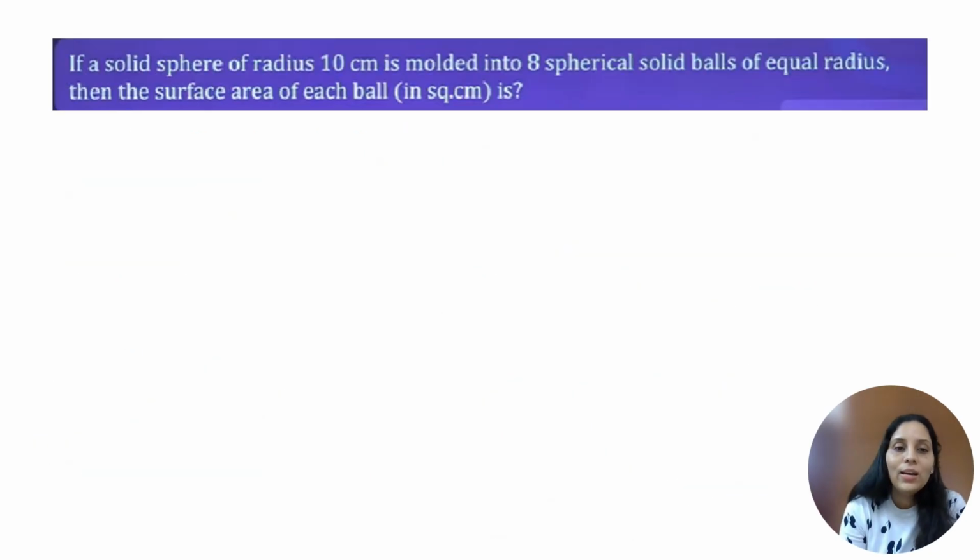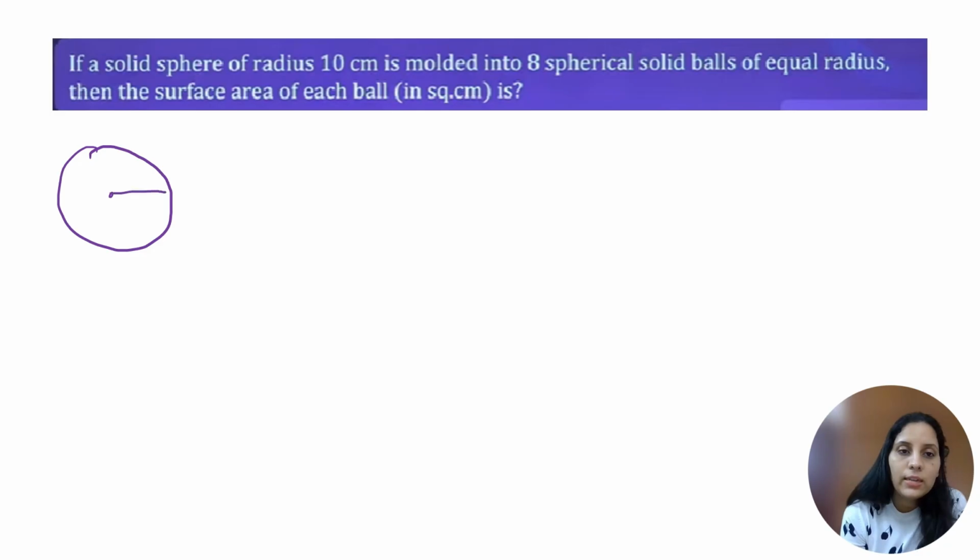Now moving on. If a solid sphere of radius 10 centimeter is molded into 8 spherical solid balls. Okay, you have a solid sphere. Alright, so let me draw a solid sphere. Sphere is of radius 10 centimeter. Okay, it is molded into 8 spherical balls.